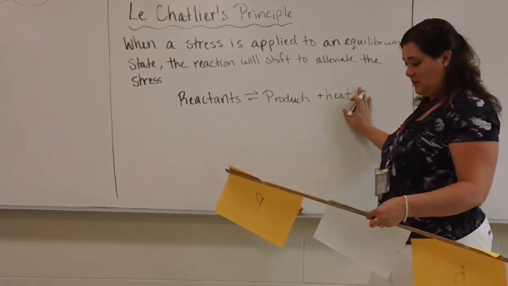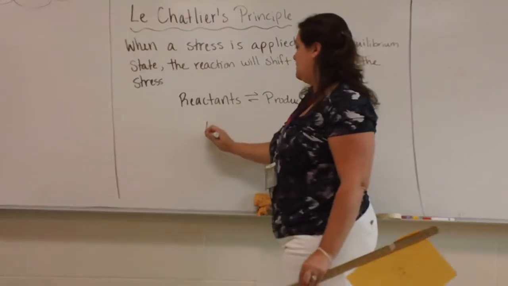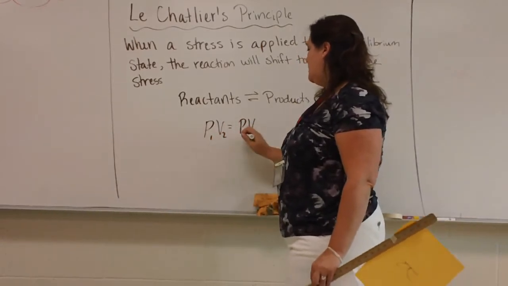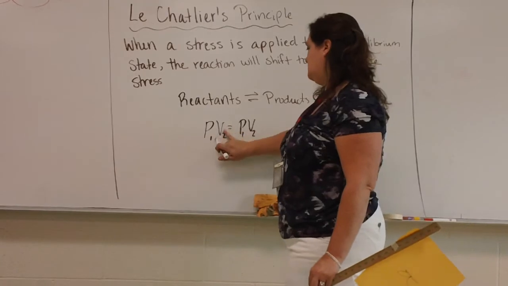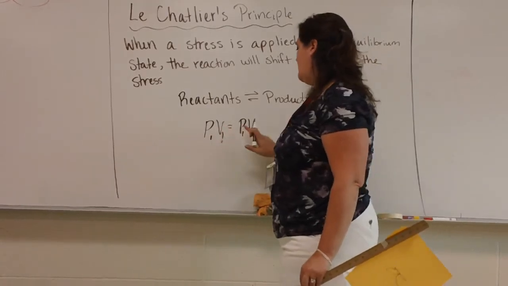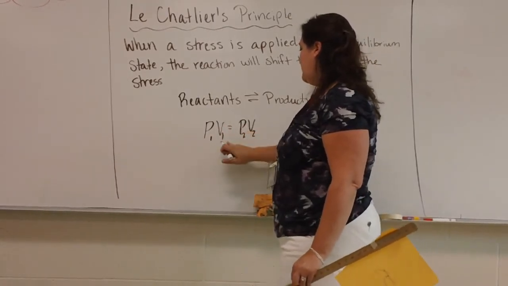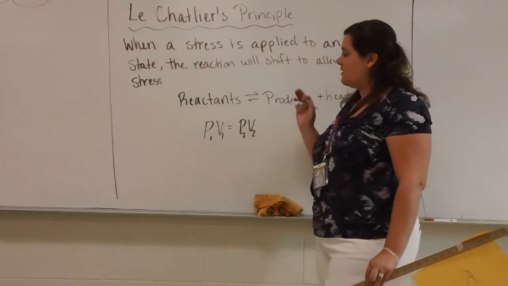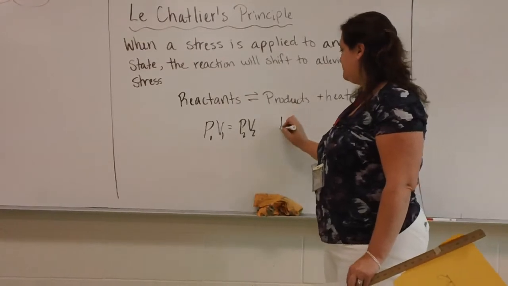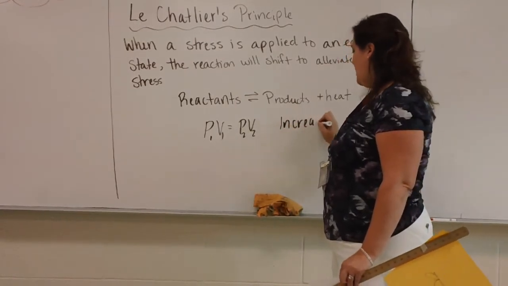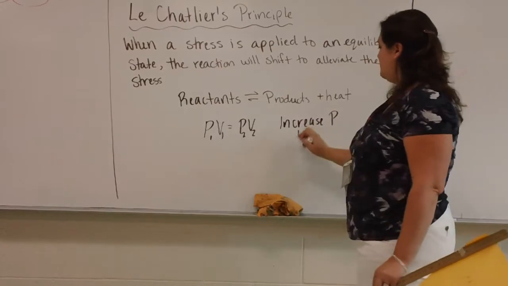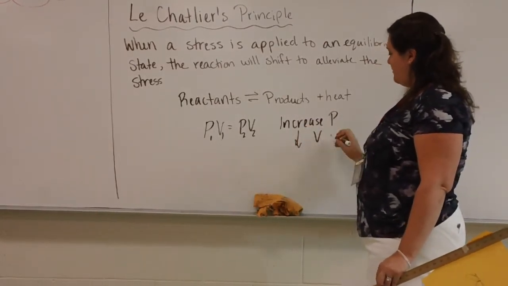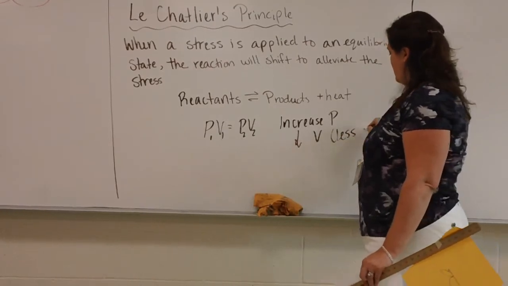Increasing and decreasing pressure. If you remember Boyle's law, pressure and volume are inversely proportional. So what I like to do is think about pressure in terms of volume, and how much space you have. So if you increase your pressure, what happens to the volume? Right, you decrease your volume. Okay? So if pressure goes up, your volume goes down, which means you have less space.